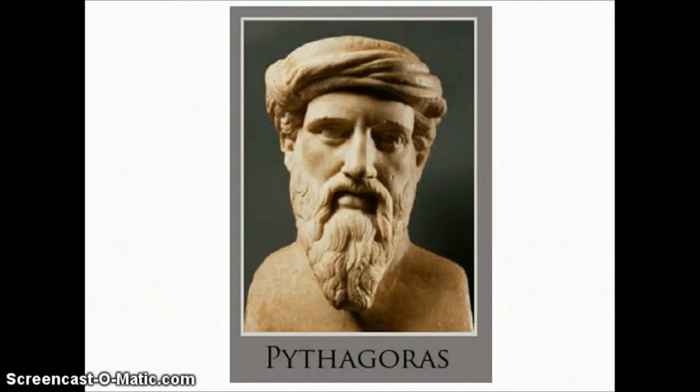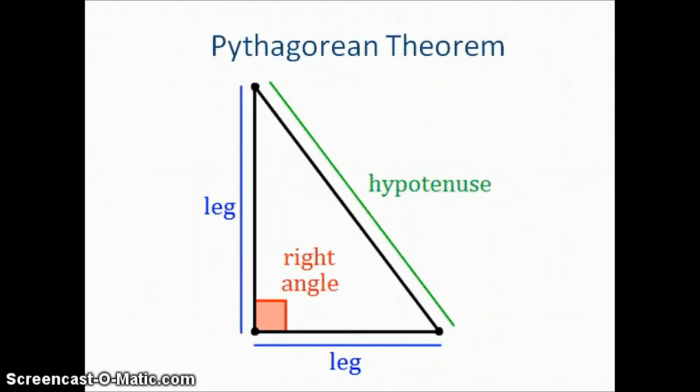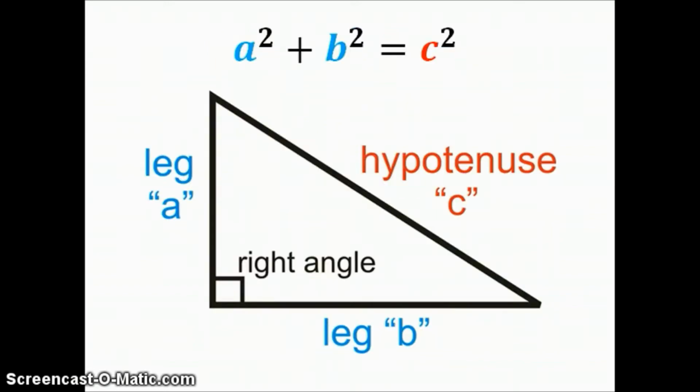So now that we know a little bit about the man behind the theorem, let's talk about the theorem. As stated before, the Pythagorean theorem is used to find any one side length of a right triangle, given the other two. It states that the square of the hypotenuse, or the side opposite the right angle, is equal to the sum of the squares of the other two sides. The formula is written like this: a squared plus b squared equals c squared, where c represents the length of the hypotenuse and a and b represent the lengths of the triangle's legs.